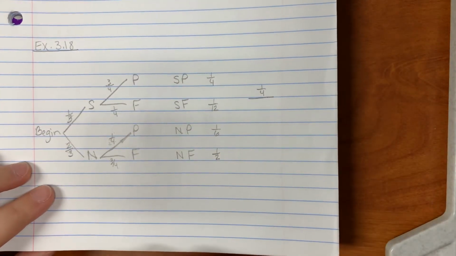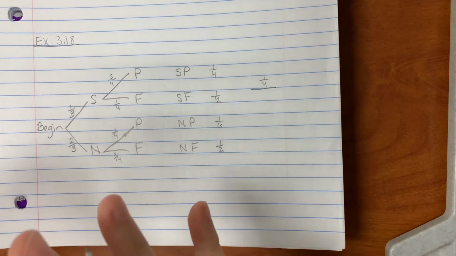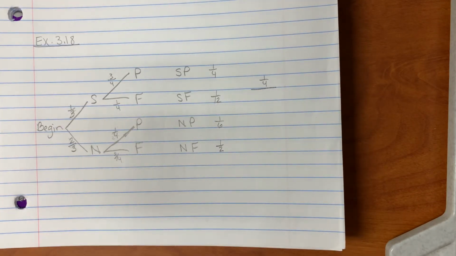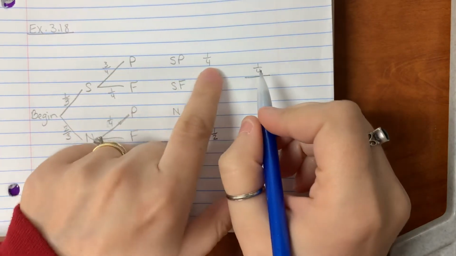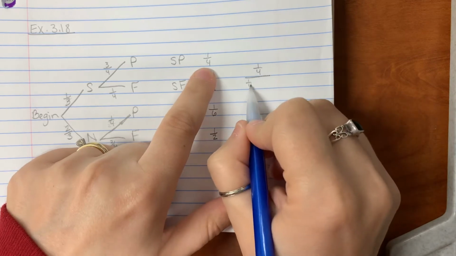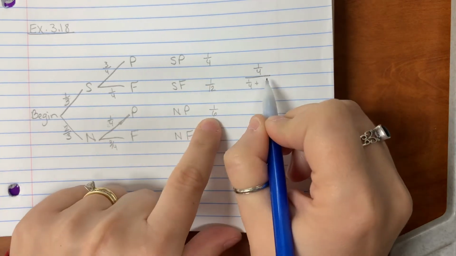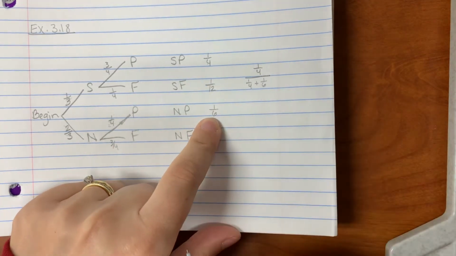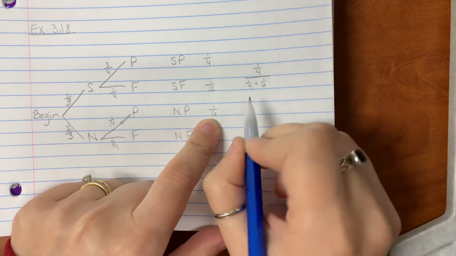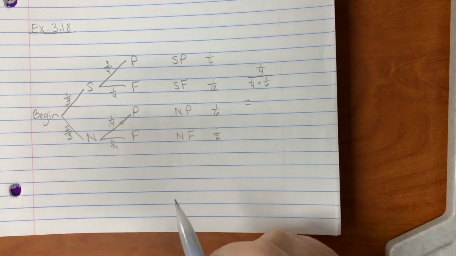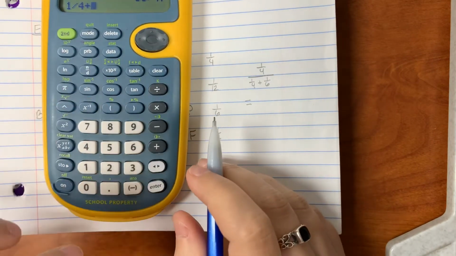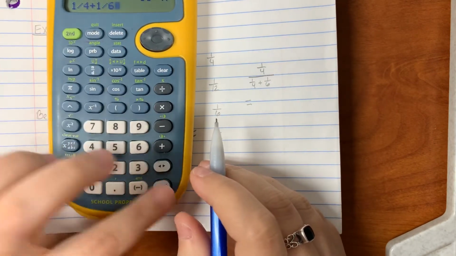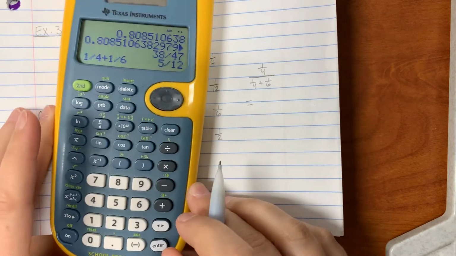And I'm going to divide that by the probability of him passing it just overall. Like, what are the chances that he passed it no matter what? So the chances of him passing here was 1/4 plus here was a pass. That'd be 1/6. So I need to add these together. Again, you can use a calculator or you can do it by hand. So 1/4 plus 1/6 gives me 5/12.